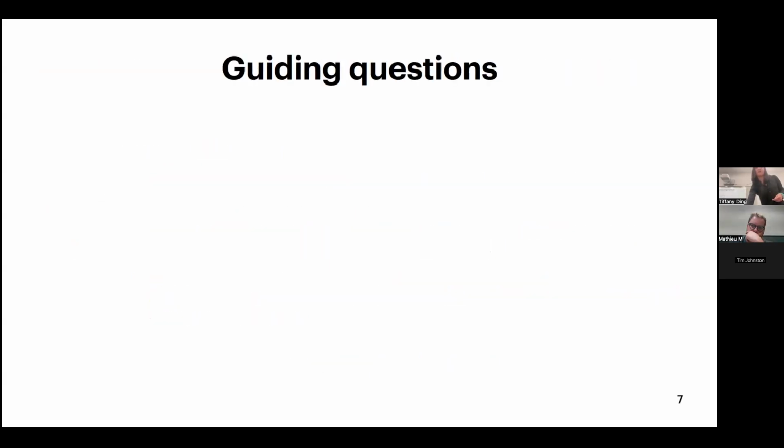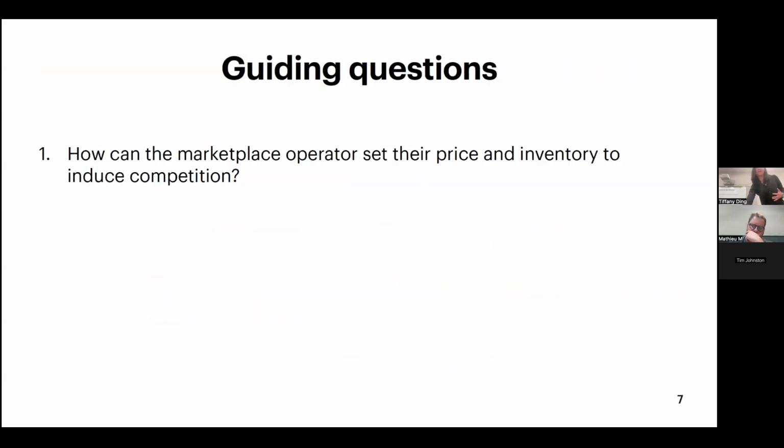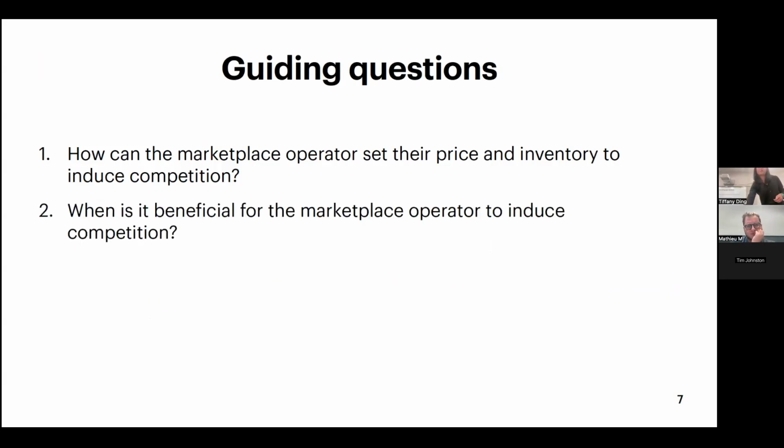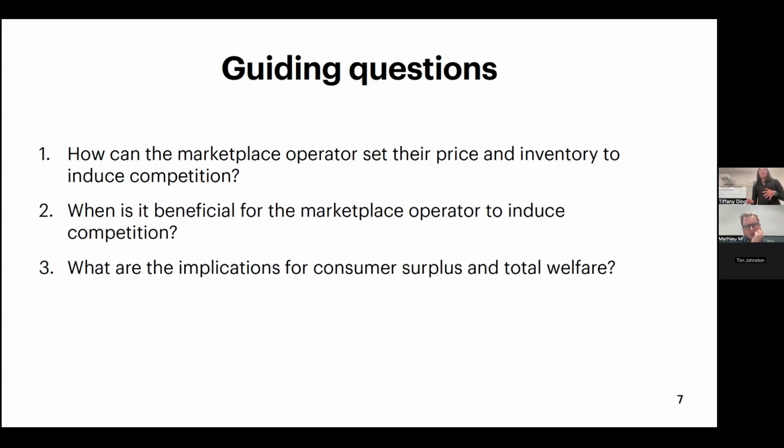So from this, we can see that inducing competition is a bit of a delicate task. So in our work, we'll try to understand this problem. So our first guiding question is how can we as a marketplace operator set our price and inventory to induce competition? Second question is, when is it beneficial for you as a marketplace operator to induce competition? And third, what are the implications for consumer surplus and total welfare?